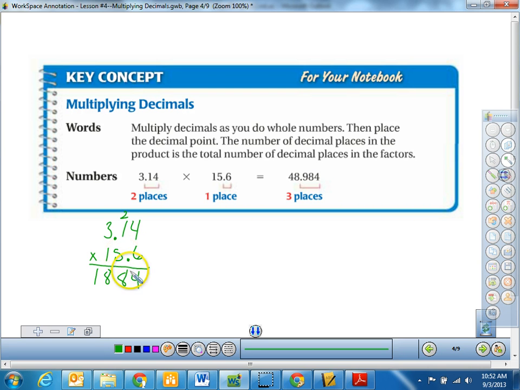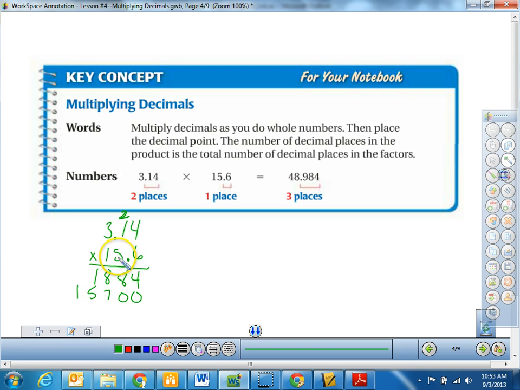Remember, it's not 5 though, it's 50. So we need to get our 0 down there to show that it's a multiple of 10. So 5 times 4 is 20. I'm going to put another 0 down and a 2 up. 5 times 1 is 5, plus 2 gives me 7. 5 times 3 is 15.